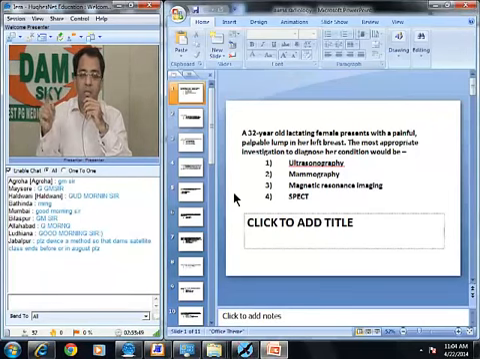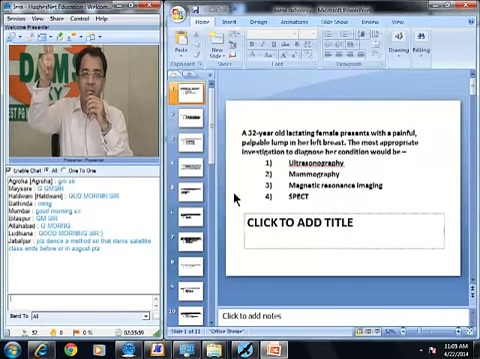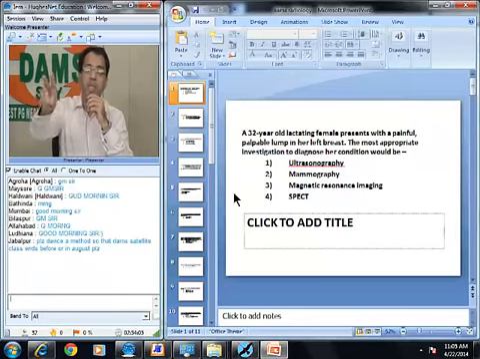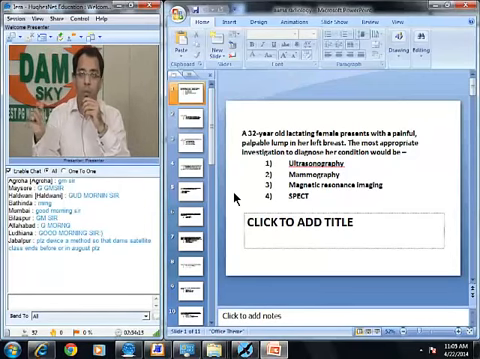What is the first keyword in this question? Young female, 32. Some of you are saying, sir, young? Oh, 32 is young, don't worry, 32 is still young. Second, lactating female. Lactation is a risk factor for breast abscess. Now look at the third line, painful lump. Again, what are we thinking? Breast abscess. What is the most appropriate investigation? The answer is, please remember, ultrasound.